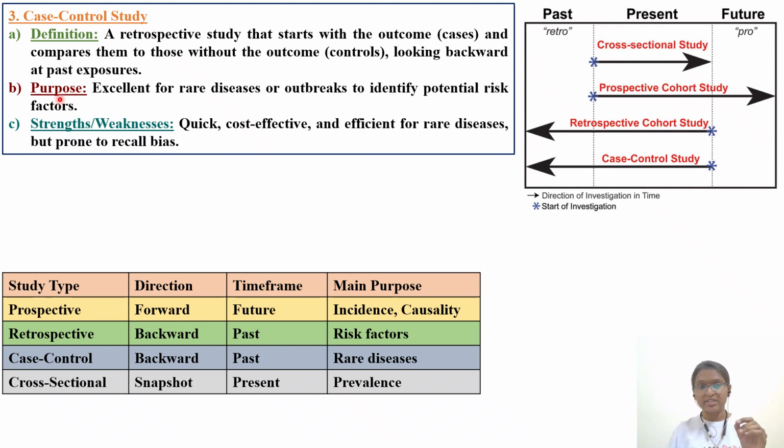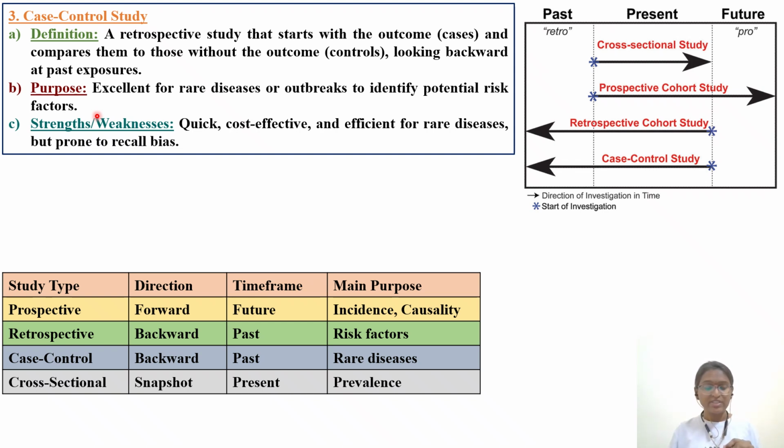The purpose of conducting a case control study is that it is excellent in the case of rare diseases. There are certain diseases which are very rare, for example, MRSA incidents, some epidemiological incidents which are very rare, or certain diseases which are specific to certain genetically modified populations, recessive populations, sensitive populations. For such rare diseases, a case control study is very important, as well as for outbreaks, like epidemiological outbreaks, to identify potential risk factors. What were the factors responsible for that particular disease?